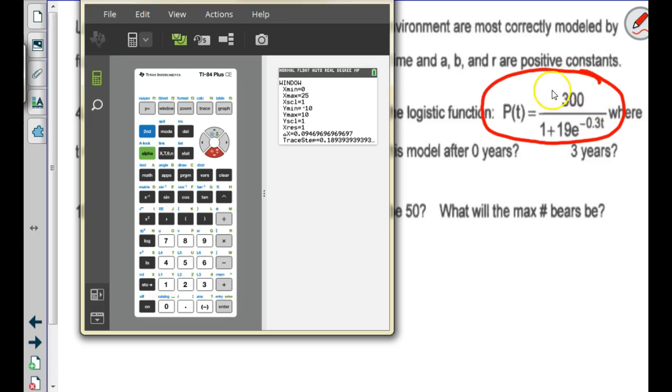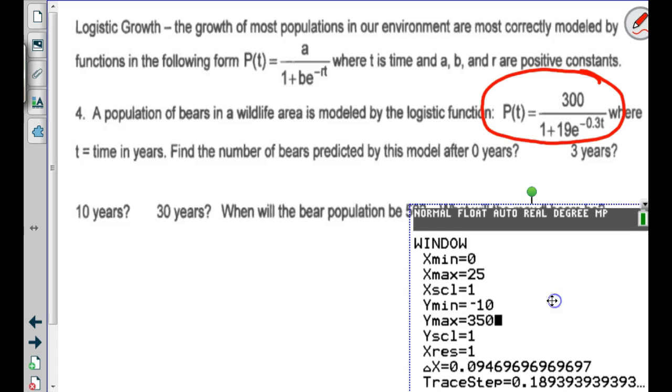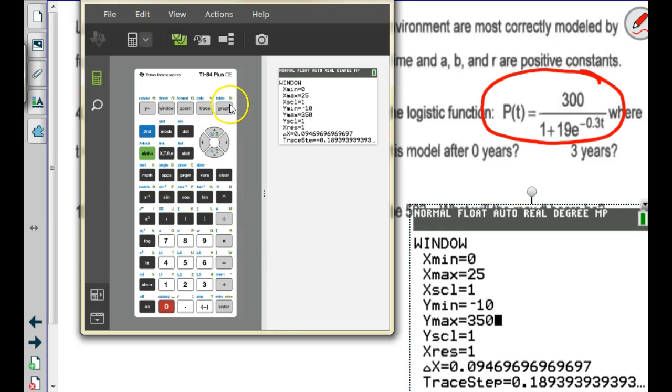Okay? So it seems like this is going to reach about 300 bears eventually. So I'm going to leave it at negative 10 and put like 350 for my max. My y's, I have negative 10 to 350. So this is my window. Can't see it. And then I'm going to hit graph.